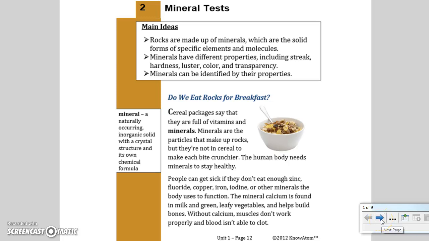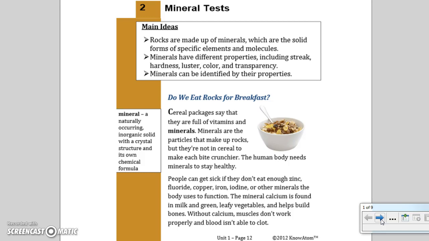Lesson 2, Mineral Tests. Main ideas. Rocks are made up of minerals, which are the solid forms of specific elements and molecules. Minerals have different properties, including streak, hardness, luster, color, and transparency. Minerals can be identified by their properties.